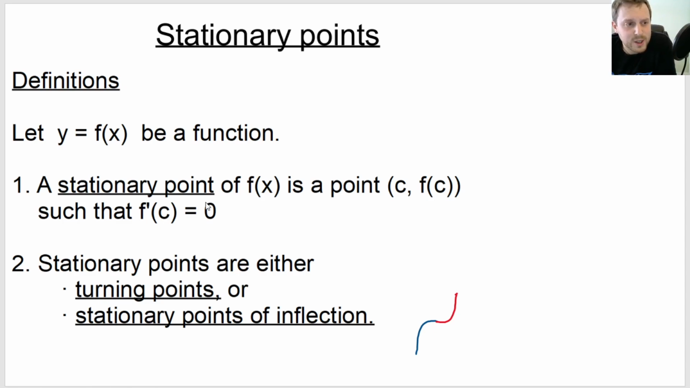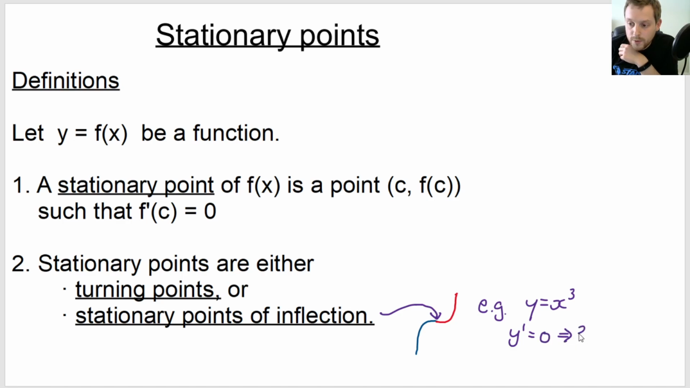Stationary point or stationary point of inflection. So this second option would be an example like this. It's like the example, if y is x cubed and you do y dashed equals 0, it gives you 3x squared is 0, gives you x is 0.